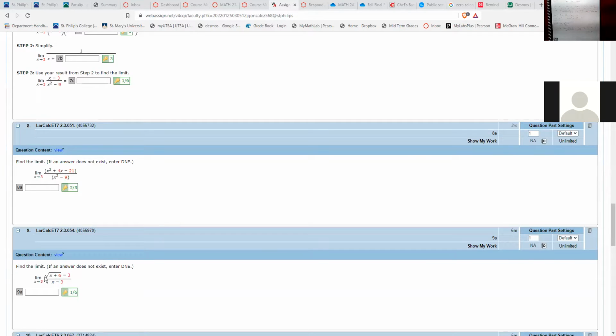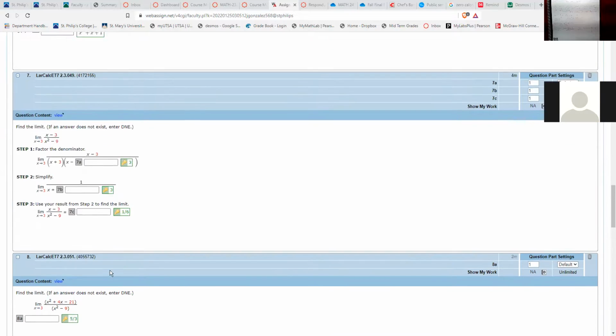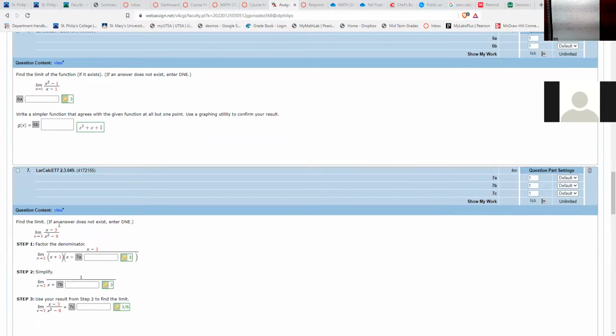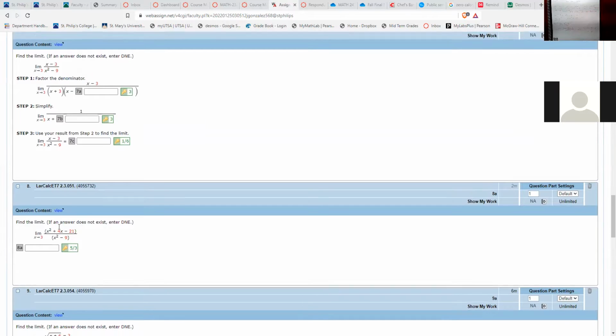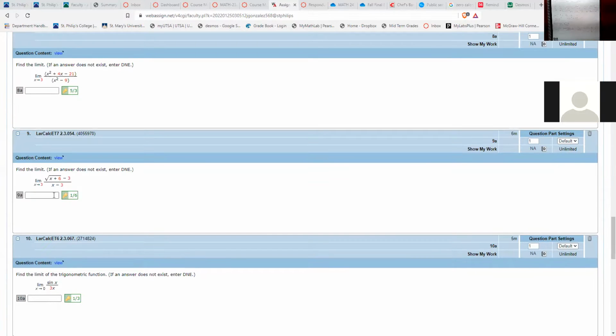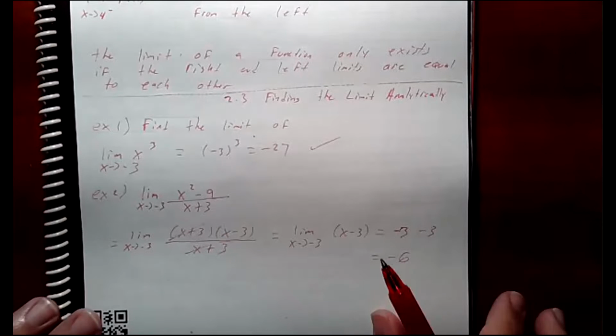Number 9 is different. This is a little more challenging. But you guys have any questions with these? Does the factoring type make sense? It's not too bad. Okay, let's do number 9 though. That one is kind of weird. Sample 3.